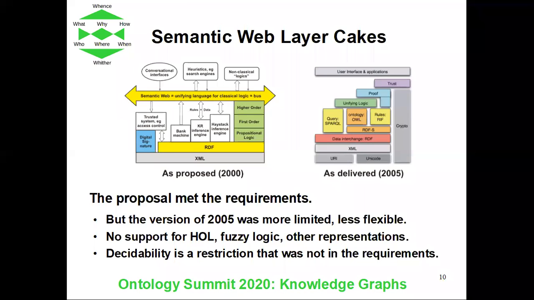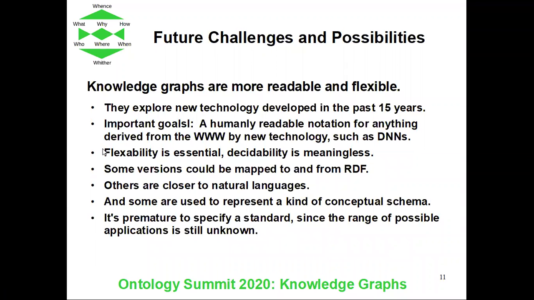It's not a feature that helps anyone, it's a restriction that limits what can be said. And so then the next slide is a summary of what we have. Slide 11 is a summary that mentions future challenges and possibilities.